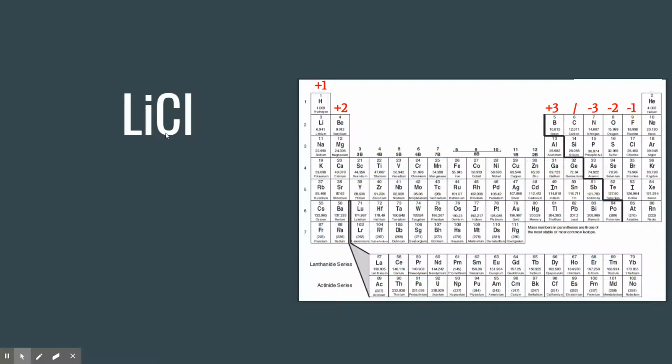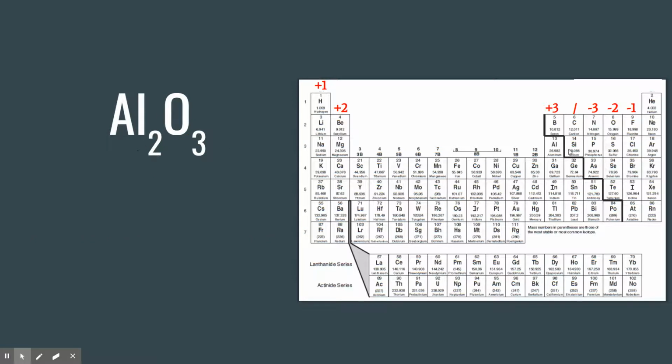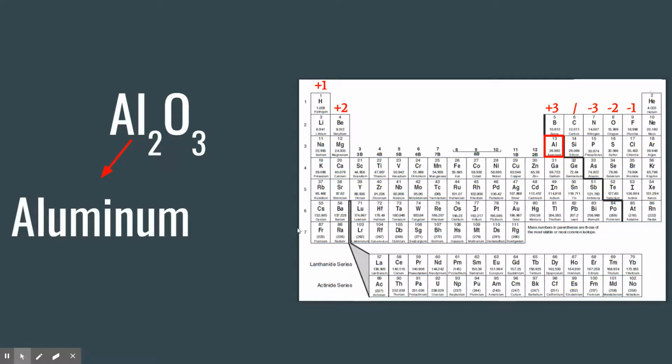So here's LiCl. First thing I need to do is find out if these are on my periodic table. Li is lithium. It's the metal, so it's just going to be called lithium. Cl is chlorine, but we're going to change the ending to -ide. So we have lithium chloride. Here's another one. Al is aluminum. I'm just going to call it what it is. O is oxygen. We're going to change the ending to -ide, aluminum oxide. No prefixes.